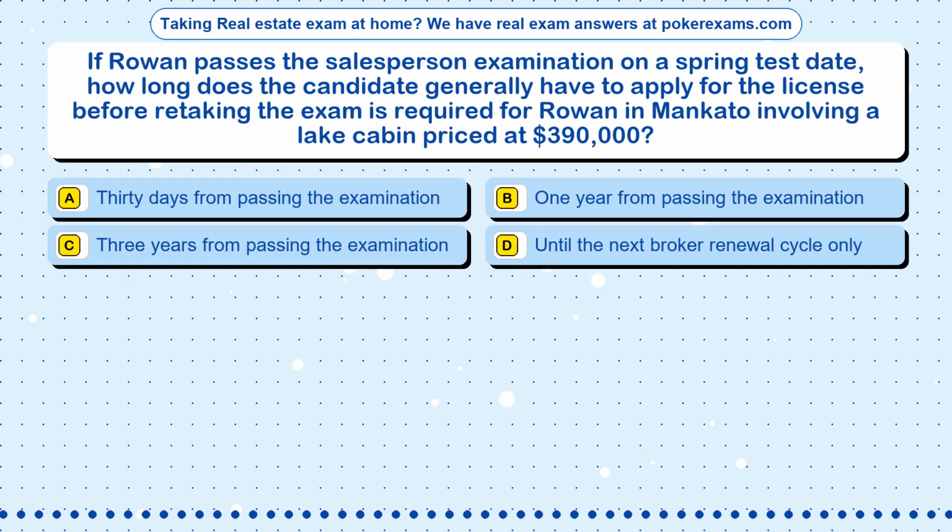Question 58. If Rowan passes the salesperson examination on a spring test date, how long does the candidate generally have to apply for the license before retaking the exam, as required for Rowan in Mankato involving a lake cabin priced at $390,000? Option A, 30 days from passing the examination. Option B, 1 year from passing the examination. Option C, 3 years from passing the examination. Option D, until the next broker renewal cycle only.